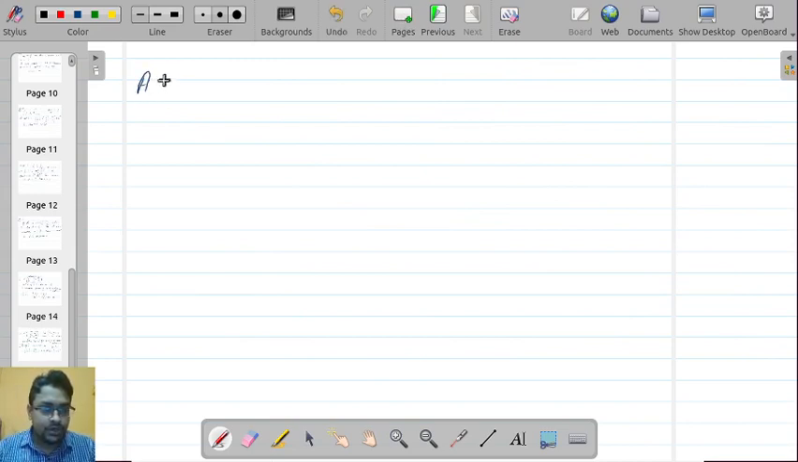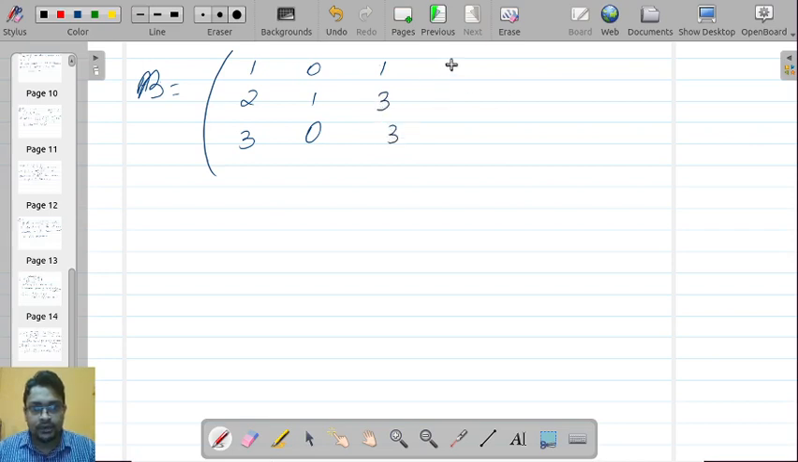Say another exercise, A equal to 1, 2, 3, 0, 1, 0, 1, 3, 3, and 0, 2, 3. Here you see each column is a vector in E cube. There are four columns, but the four columns are linearly dependent, because in E cube any set of more than three vectors is linearly dependent.